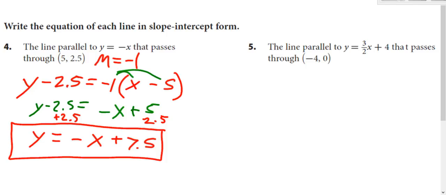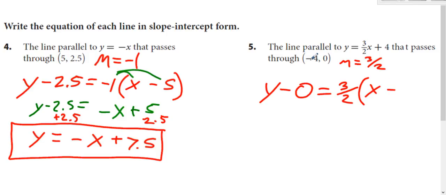For our next example, identify the slope from the line that they give us. So 3 over 2 is the slope. Since we're doing parallel, we're going to keep that slope, 3 over 2. And then we go into point slope form. So y minus the y coordinate equals m times x minus the x coordinate, so minus negative 4 plus 4.